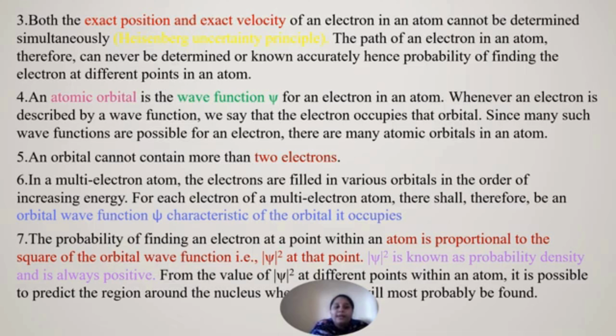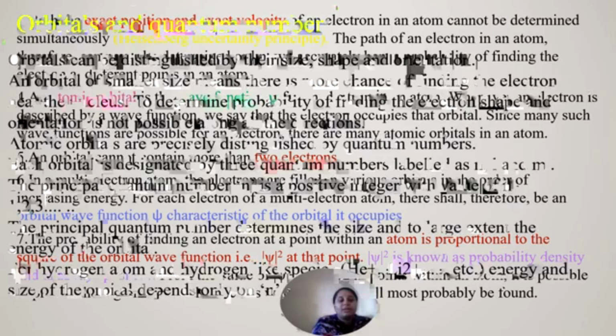And the probability of finding the electron at a point within an atom is proportional to the square of the orbital wave function. This psi square is known as the probability density and is always positive. With the help of psi square, we can predict the region around the nucleus where the electron might be.